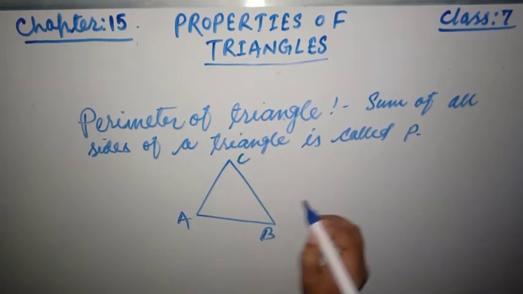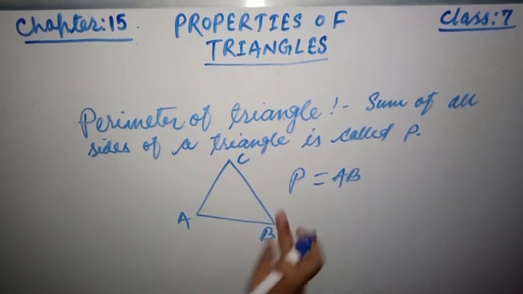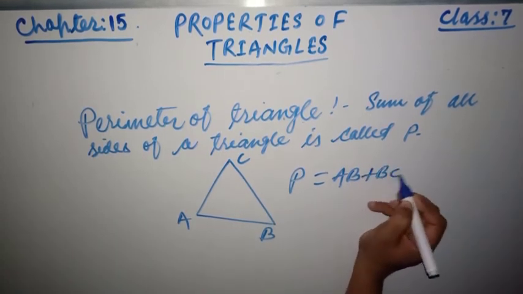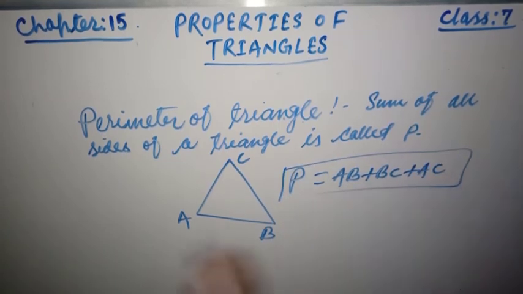Okay, now friends, this is the triangle, so this is A B C. So perimeter P is equal to AB, the sum of all sides, AB is one side, plus BC and plus AC. So this is the perimeter, means sum of all sides, means sum of three sides of a triangle.